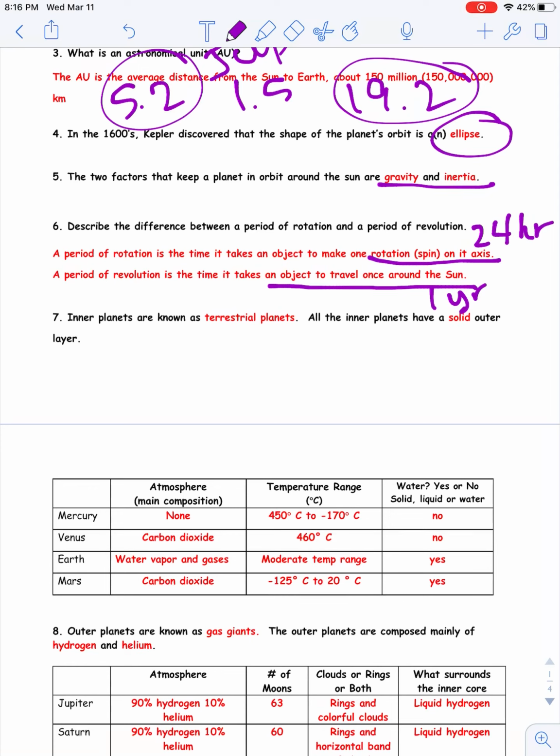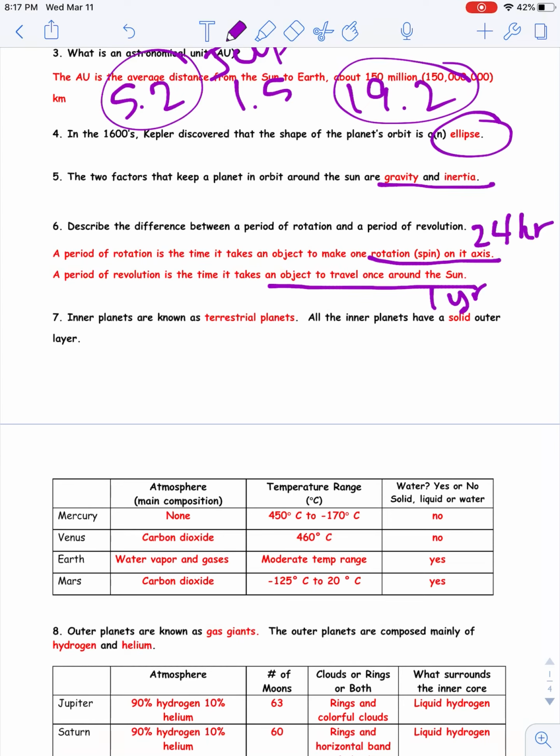But the closer planets, like Mercury and Venus, they have a shorter period of revolution, so it's going to be less than 1 year because they're closer to the sun. And then we have our planets way out to like Neptune that take like 160 years to go all the way around the sun. So the different planets that we studied this chapter are going to have a different period of rotation and revolution compared to that of Earth.